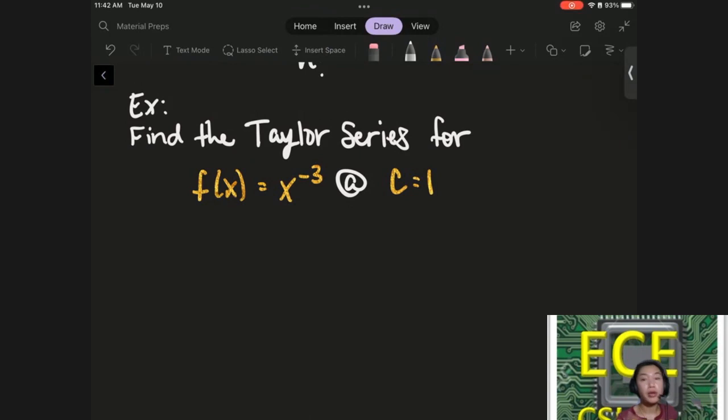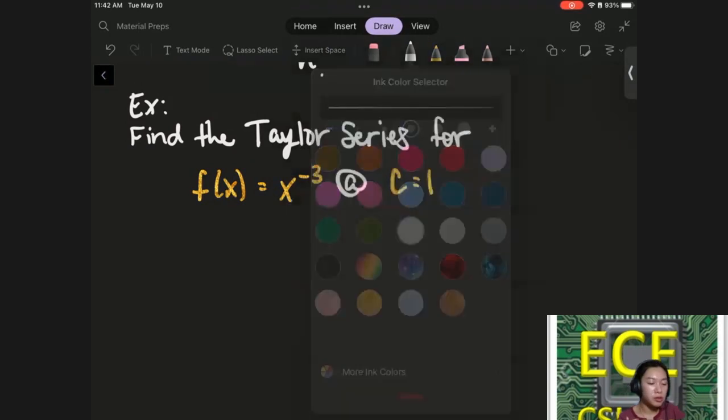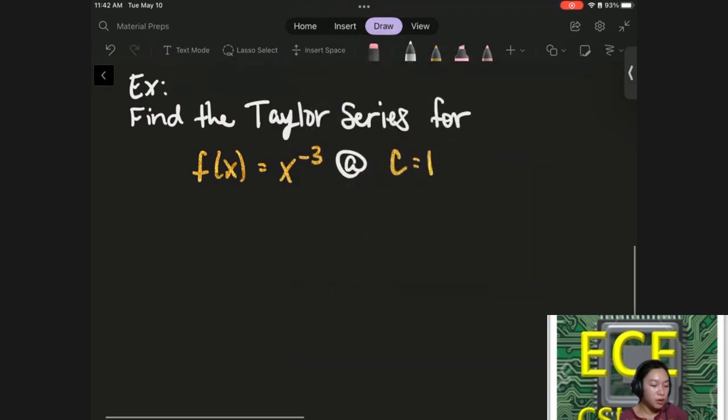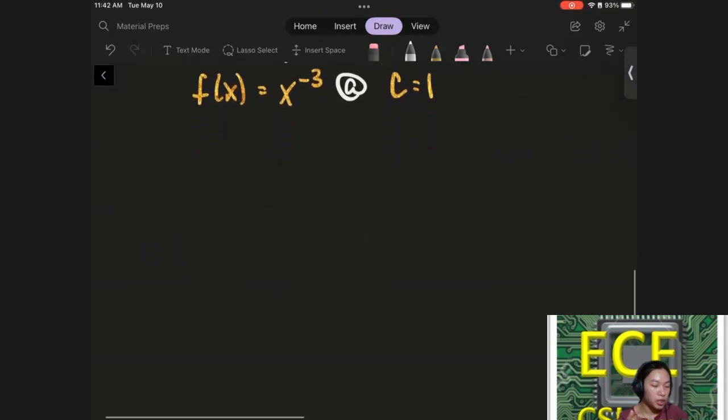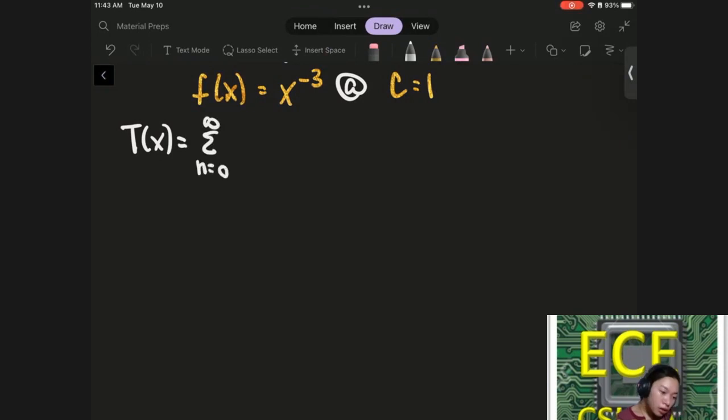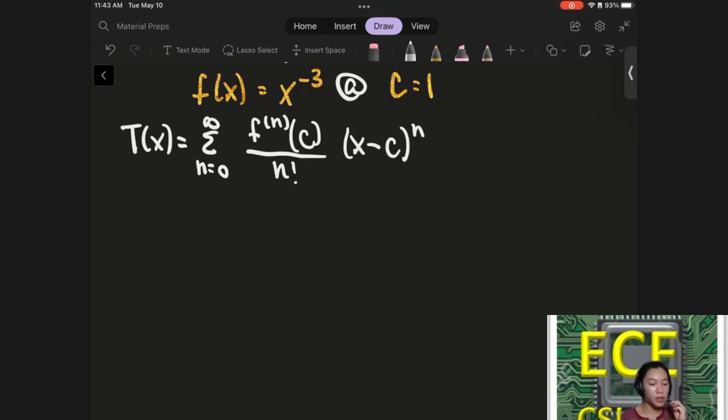So let me rewrite the Taylor series equation so it'll be easier for us to work it through. Okay, so the Taylor series equation is T of x equals the summation of n equals 0 of f^(n)(c) all over n factorial times (x minus c) to the n.